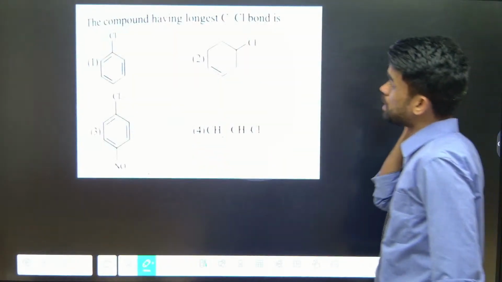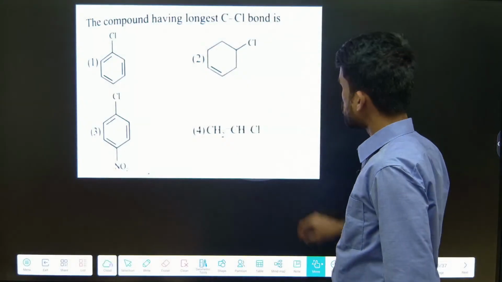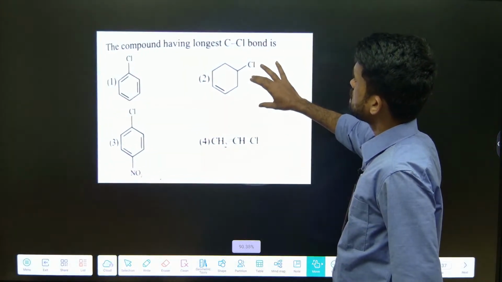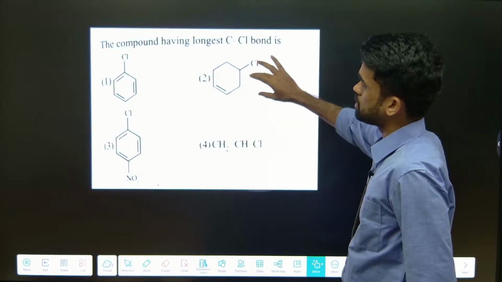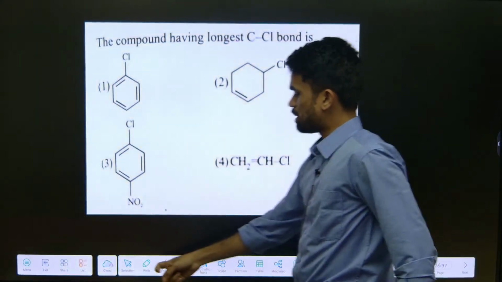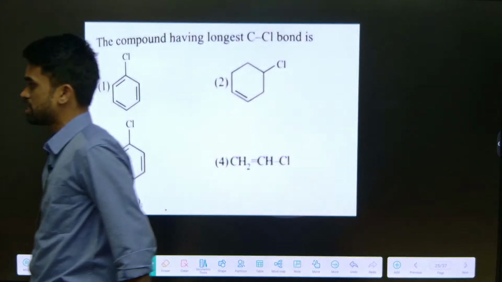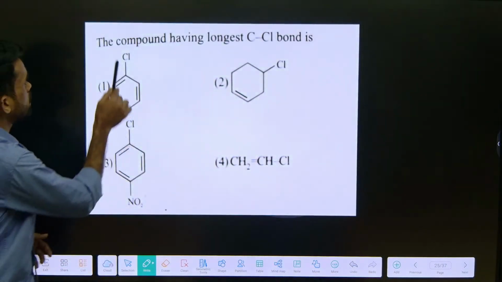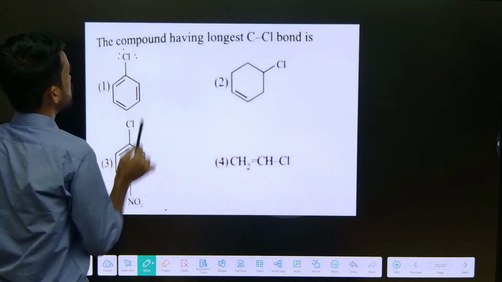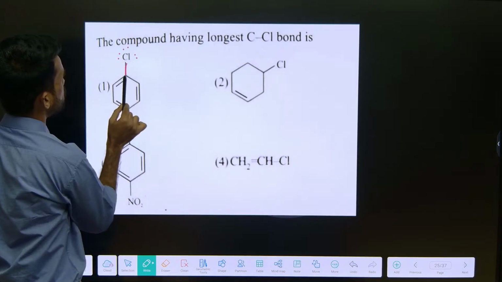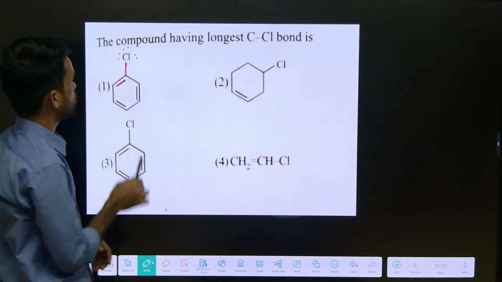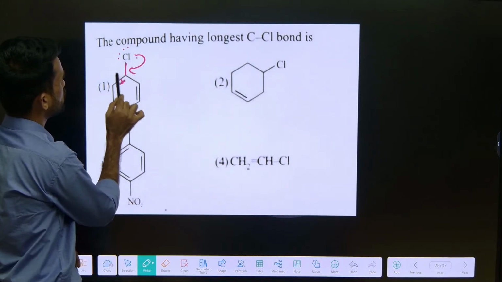So tell me, in which of the following compounds is the longest C-Cl bond there? This is also an interesting question and very basic. Based on GOC concepts, you can answer this. See, the chlorine here has lone pairs. These lone pairs, sigma bond, pi bond, they are in conjugative position, right? So it will be conjugation.